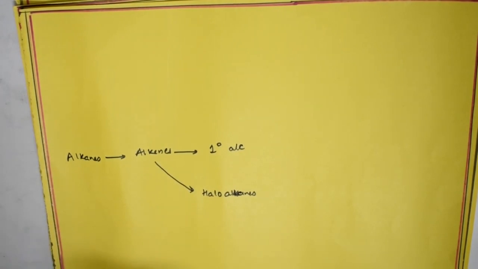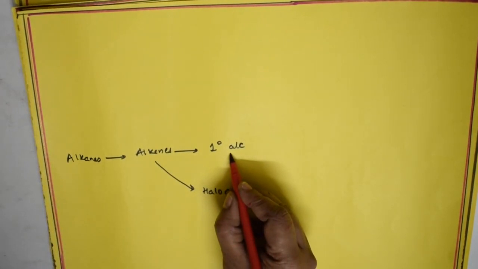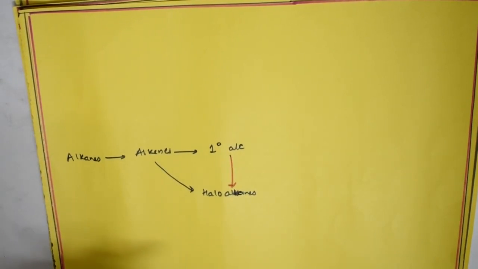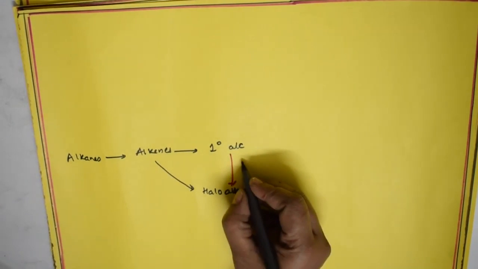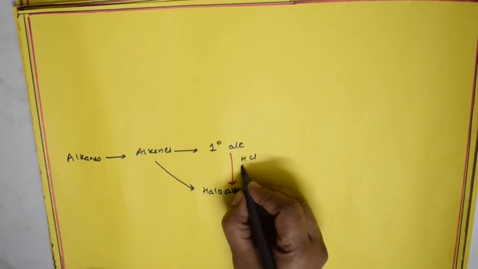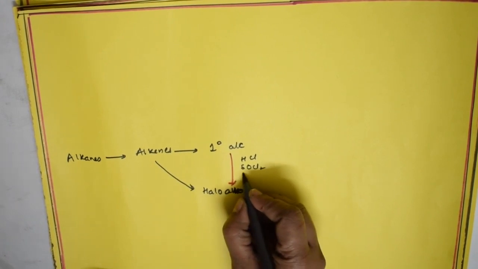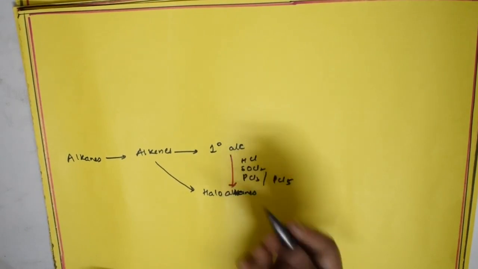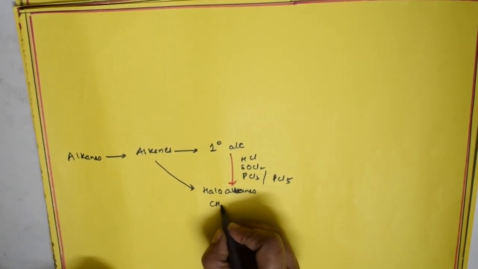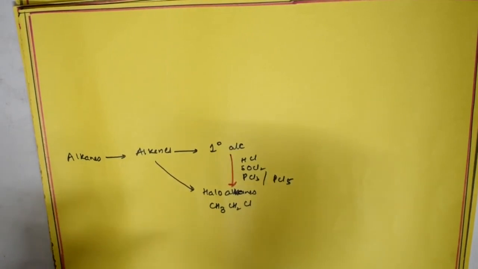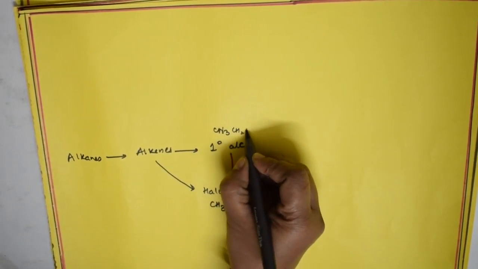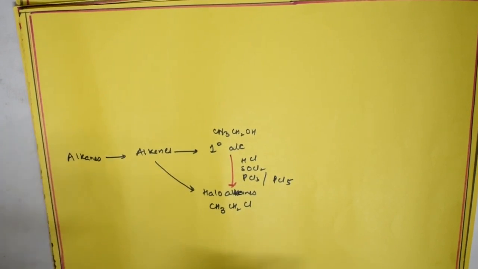Now see here, I can convert primary alcohol, as I said, into haloalkanes. By which procedure? I said just recently also, I can use HCl, or I can use thionyl chloride, I can use PCl3, I can use PCl5 also. Then I can convert primary alcohols to alkyl halides, CH3CH2Cl. This is fine. What is the primary alcohol here? CH3CH2OH. This is fine, students. I think I have stopped here.